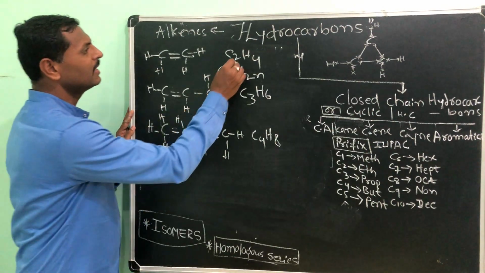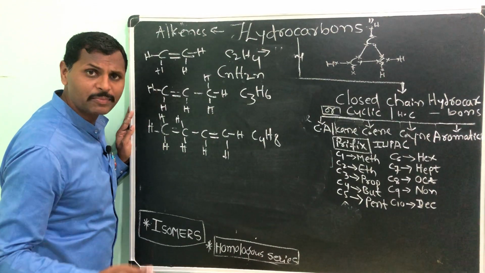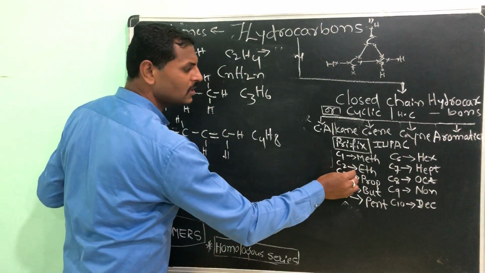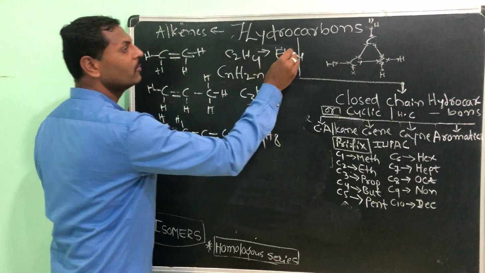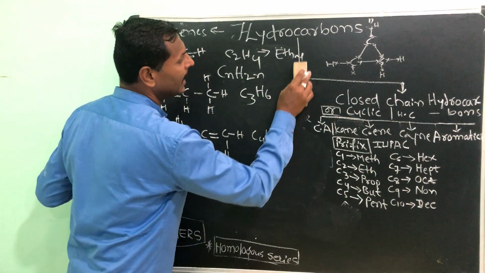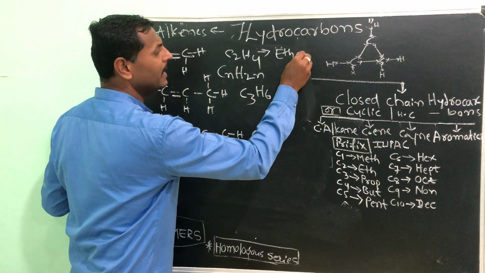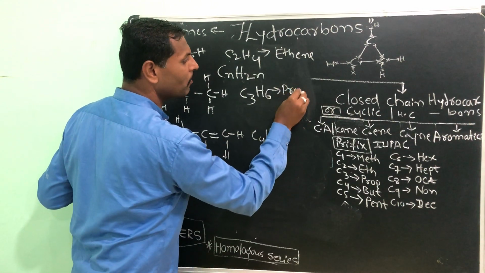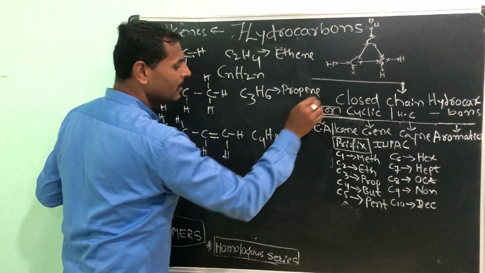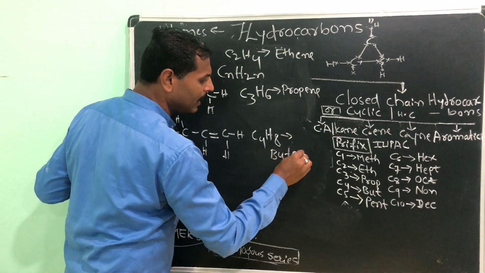Like this, I will name it. The number of carbons is 2 only. Then I have to start with eth, and see, a double bond is there. Then you use the suffix ene: eth, ene. Someone is saying the right answer, propene. Very good. Then this one I will write down, butene.